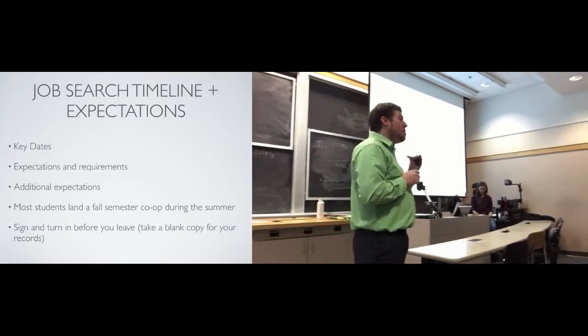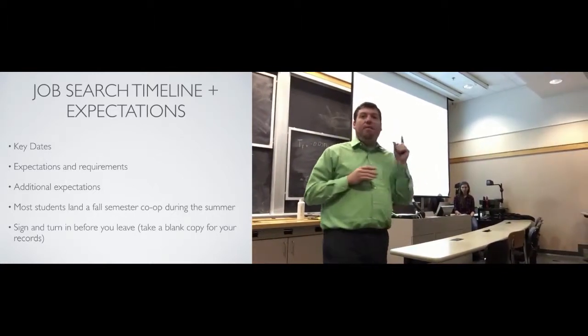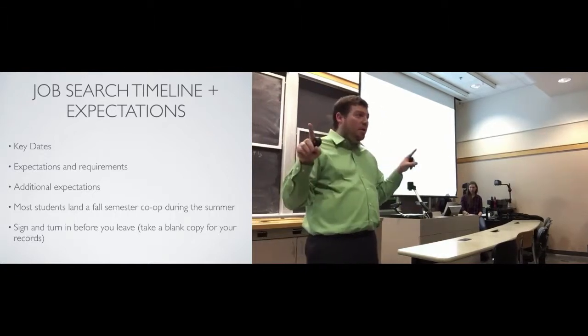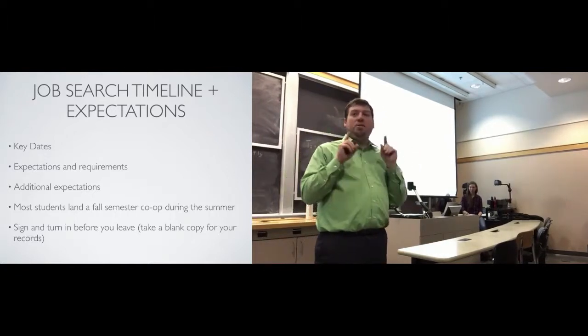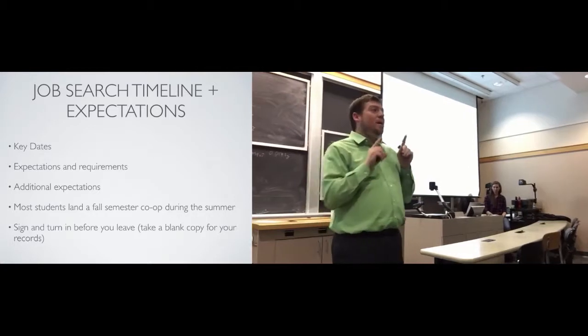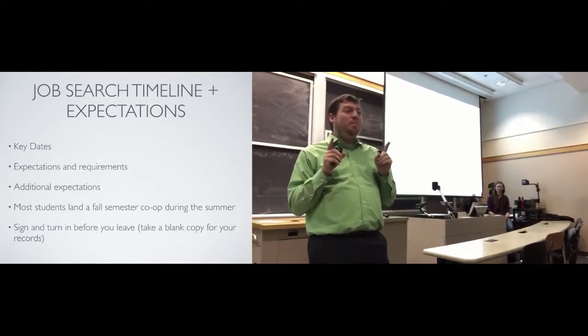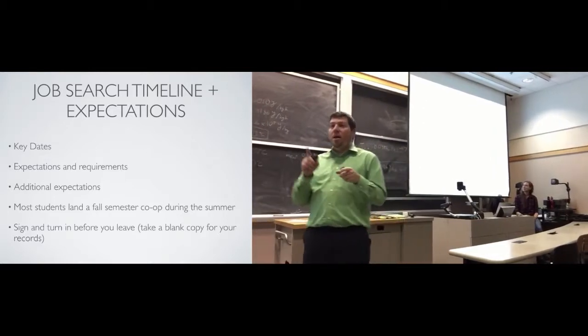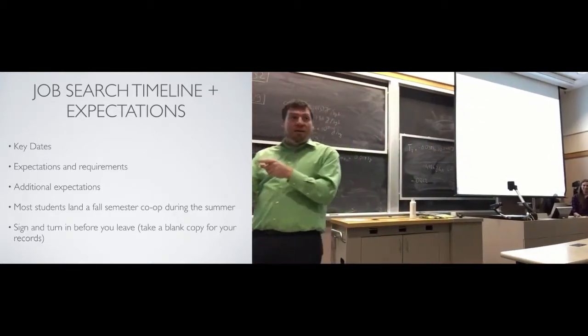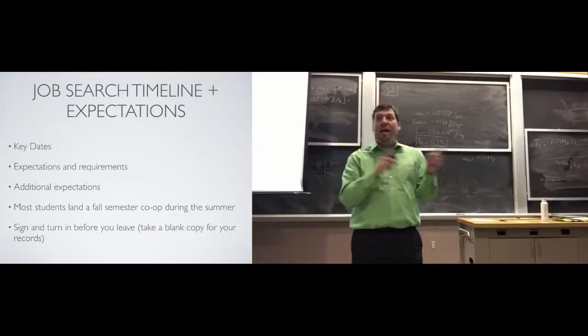I also need you to know that most students don't land a fall co-op until the summer. So if it's April and you're sweating bullets because you haven't got a co-op, that's okay because most students, and I would say generally about 70 to 80% of them, don't get a co-op for the fall until May, June, and even into July, some into August. And so it can take that long.